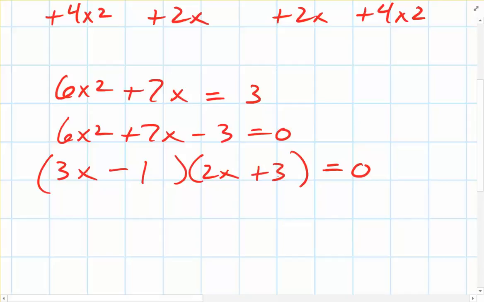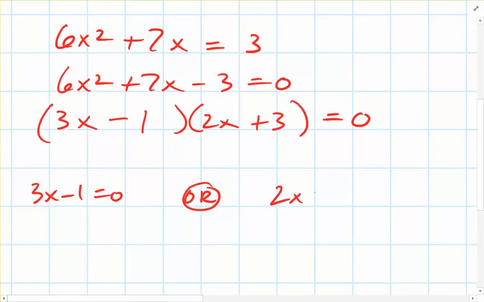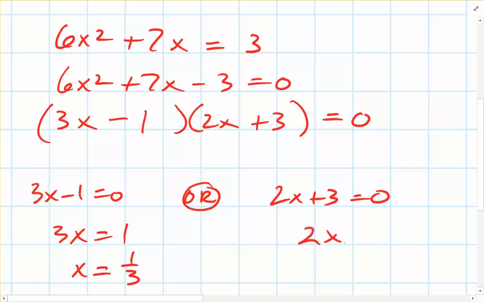So if that's the case, what is the OR statement? 3x minus 1 equals 0. Or? 2x plus 3 equals 0. Exactly. So 3x is equal to 1, so x is equal to? 1/3. Or 2x equals negative 3, so x is equal to negative 3 over 2. There's two answers to that, and there they are right there.